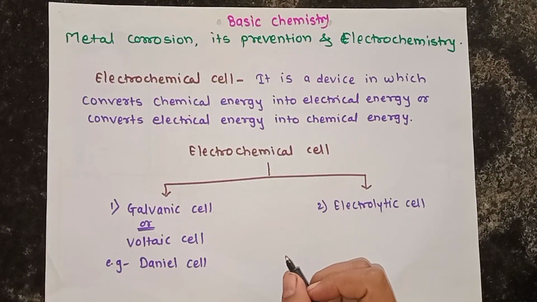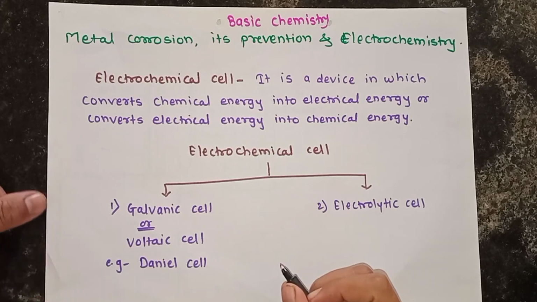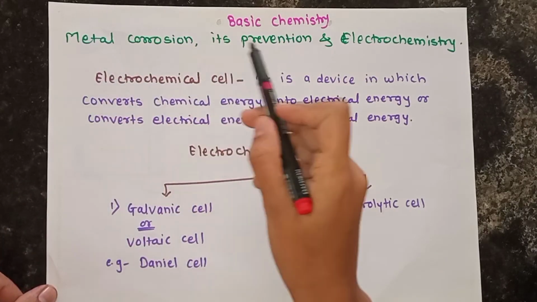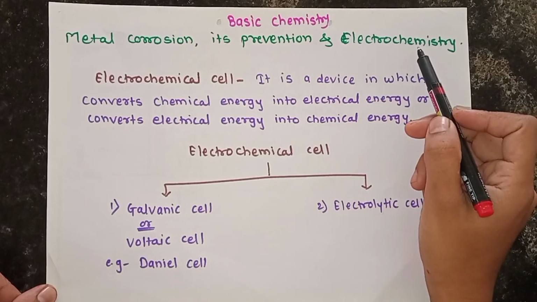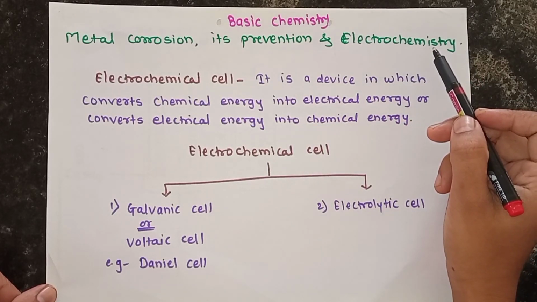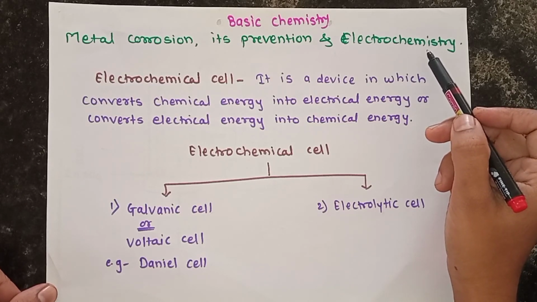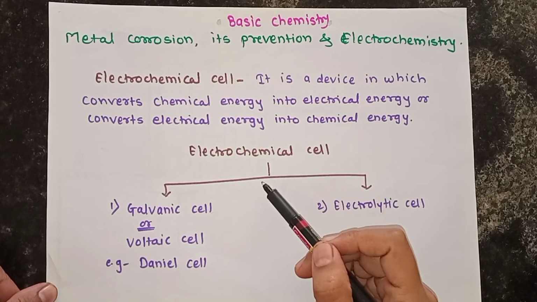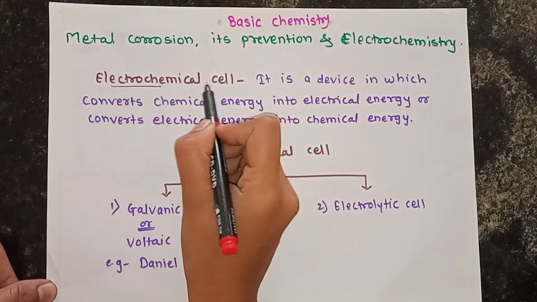In the previous session we started our second unit, that is metal corrosion, its prevention and electrochemistry. In the previous video we discussed Faraday's first law and Faraday's second law of electrolysis, and in today's session we are going to discuss different electrochemical cells.